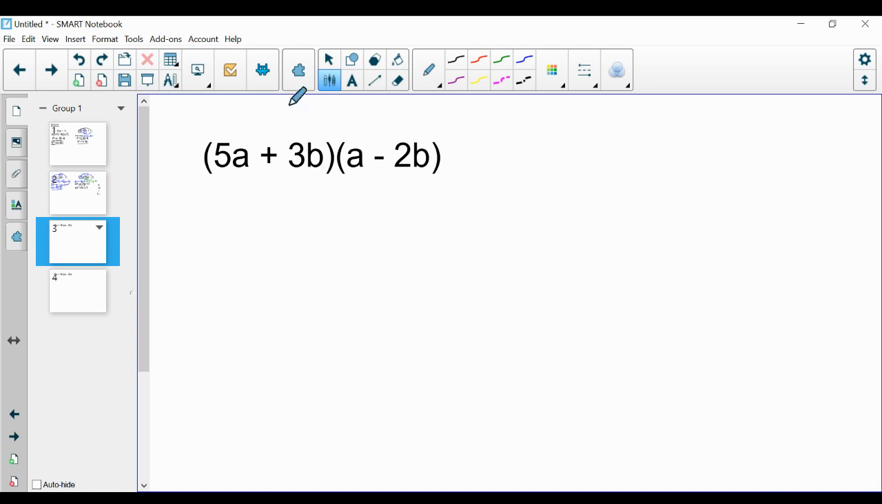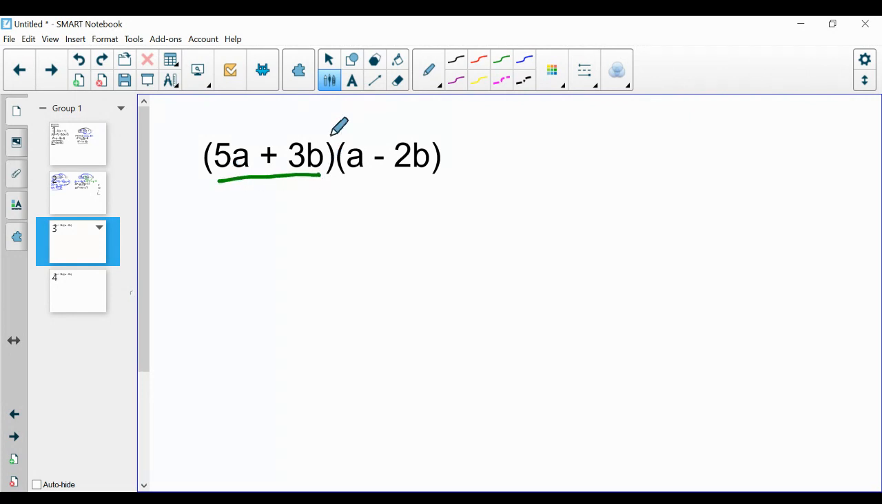Okay, one last problem we're going to talk about is, again, two binomials multiplied by each other. Notice this one has an A and a B, so it's got a variable in both the first and the second terms. So we're going to do the same method we did yesterday. I'll show you the other method when we're done.